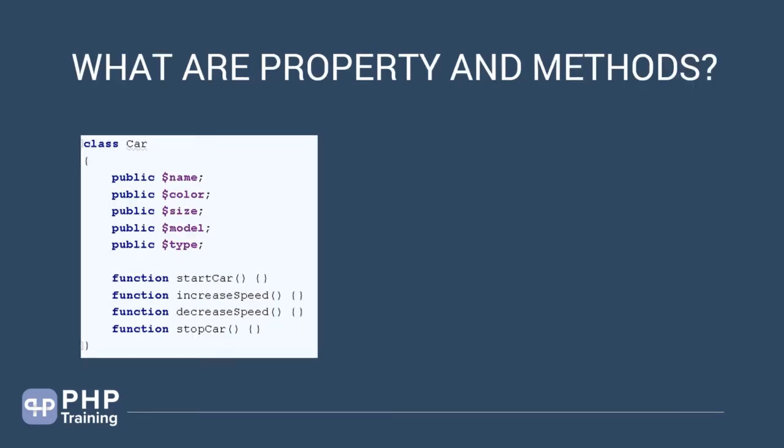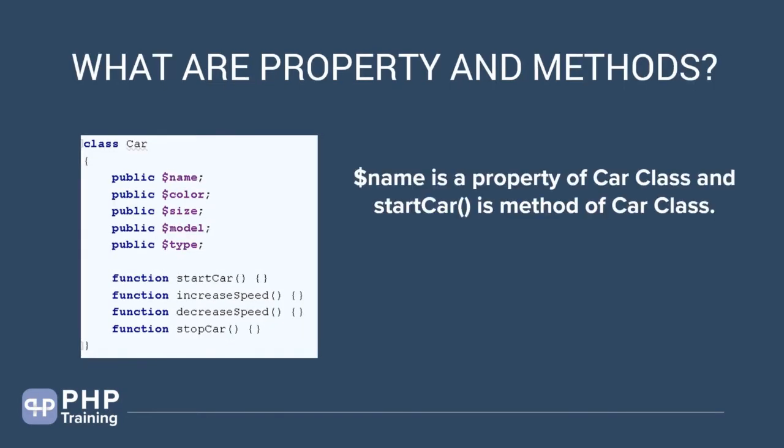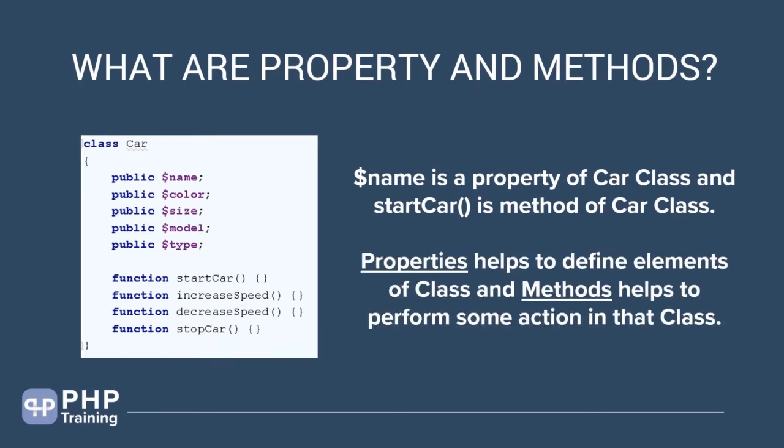Okay, so let's look together at what property and methods are. $name is a property of the car class and start car is a method of the car class. Properties help to define elements of a class. This is what we have seen previously. And methods help to perform some action in that class. The methods will use those properties to store the data or to help perform that action. That's the purpose of naming them properties and methods. They are the elements and actions of that class.